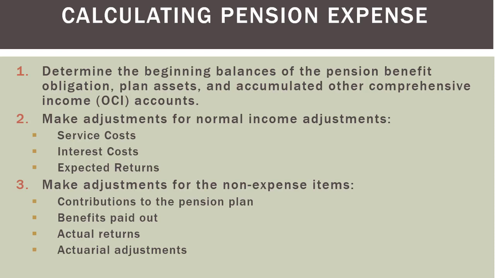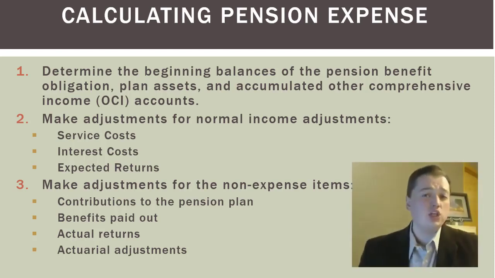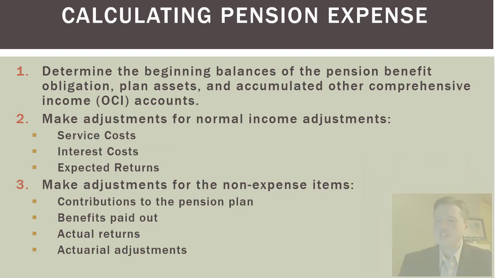Let's start with the basic steps. And if nothing exciting, quote unquote, is going on with your pension, these 3 steps and the journal entries that go with them would be all you'd need to worry about. And then once we've talked about those, we'll add in some of the more exciting stuff. The first thing is we need to decide what our beginning balances are. What do we have in our pension plan assets that we've saved? What do we think we owe as our pension obligation? And then we look at those accumulated other comprehensive income accounts and see what has built up over time.